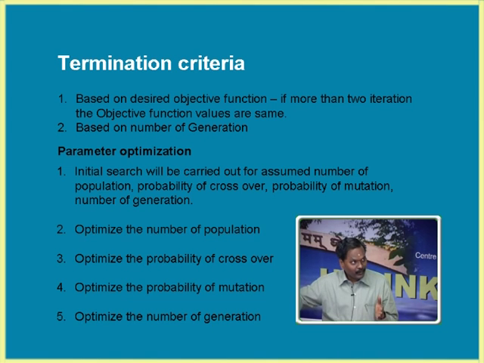Once you have found that optimal population, now you go on increasing your probability of crossover from minimum to maximum. For the initial search, you may have selected 0.6 as the probability of crossover. Then you start from 0.3 and go on increasing: 0.35, 0.4, 0.45, like that. Find out how your objective function values increase. There will be one probability of crossover at which your objective function is maximum. That can be done as a sensitivity analysis. That is called parameter estimation in GA.